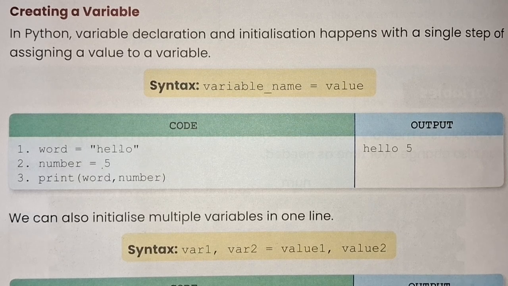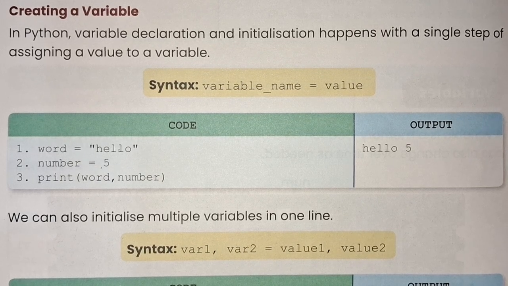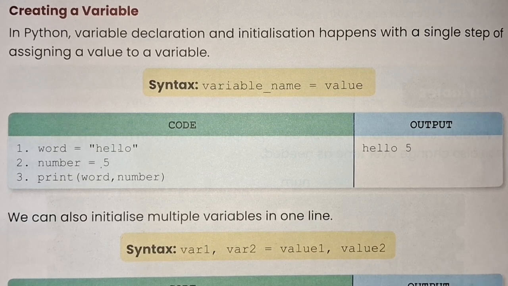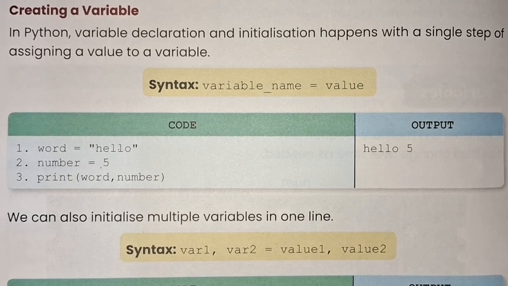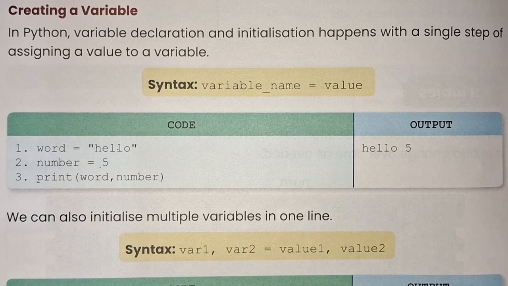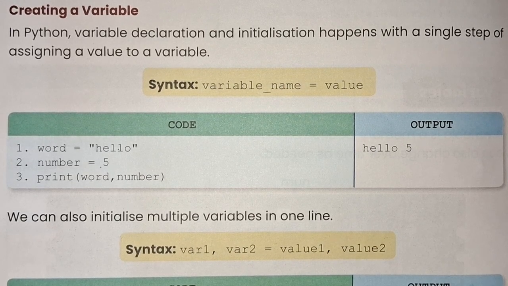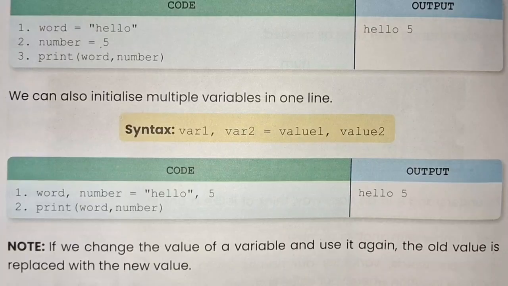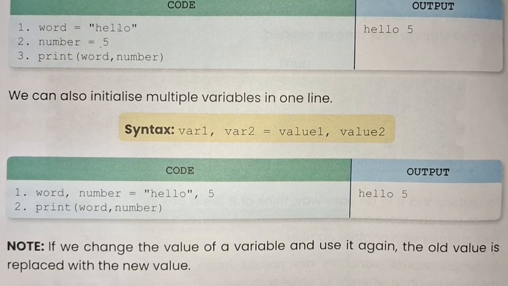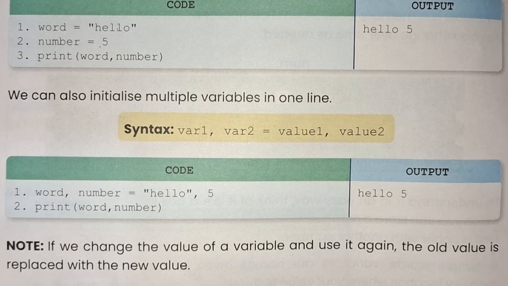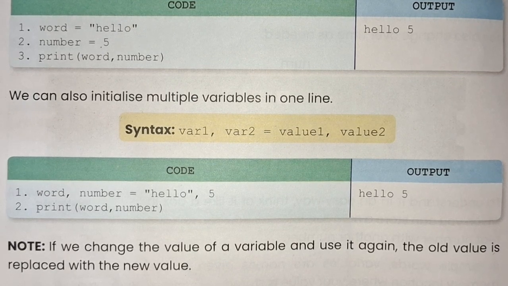Creating a variable. In Python, variable declaration and initialization happens with a single step of assigning value to a variable. We can also initialize multiple variables in one line. Note, if we change the value of a variable and use it again, the old value is replaced with the new value.